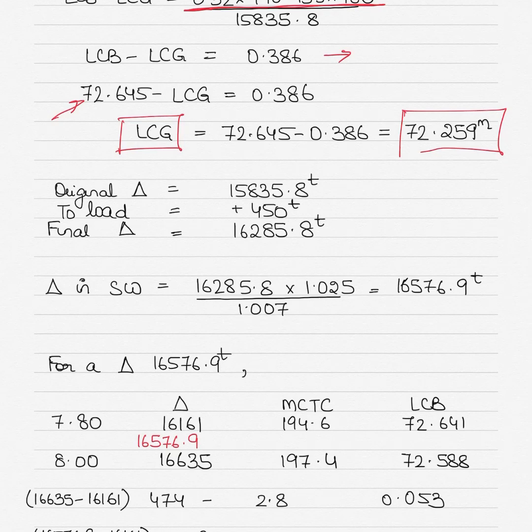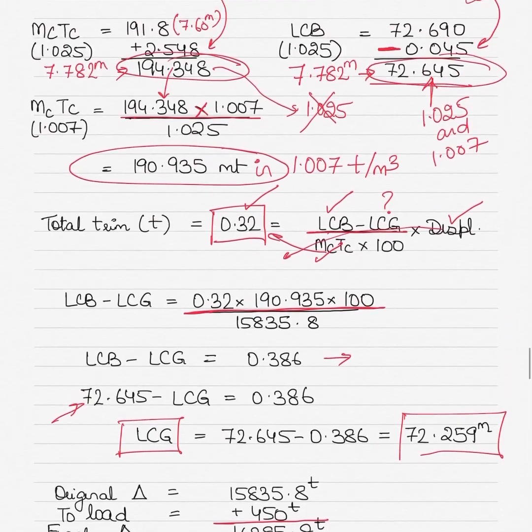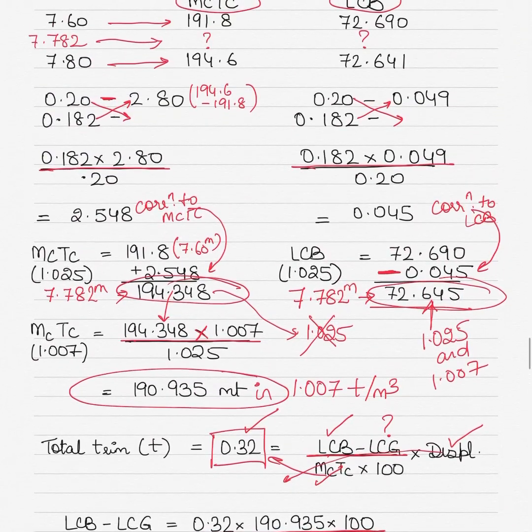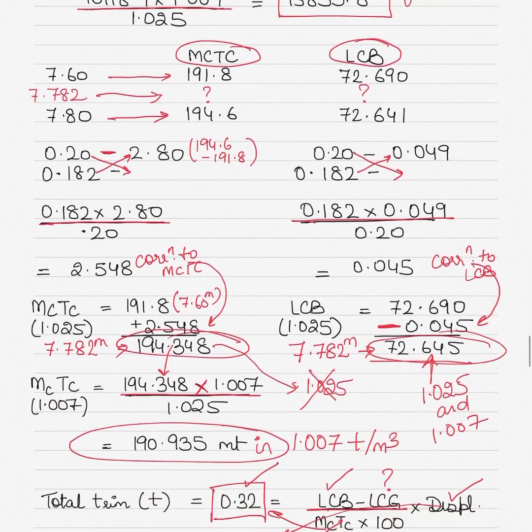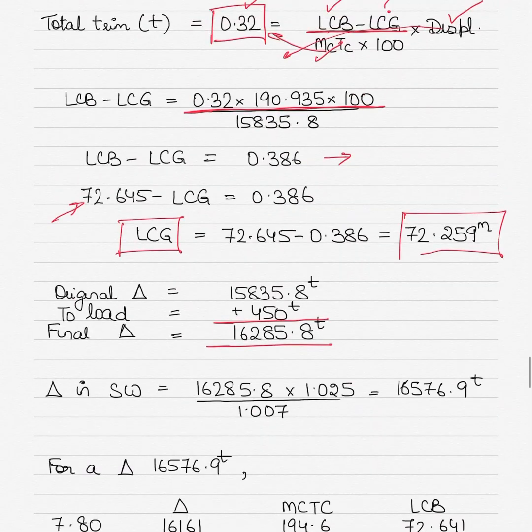Now the original displacement given to you is 15835.8. To that you have to load 450 tons, and the final displacement is 16285.8. That will be your final displacement. Now 15835.8 is your displacement. As you can know, this is in dock water. Alright, so this displacement is dock water. Do not take the seawater displacement.